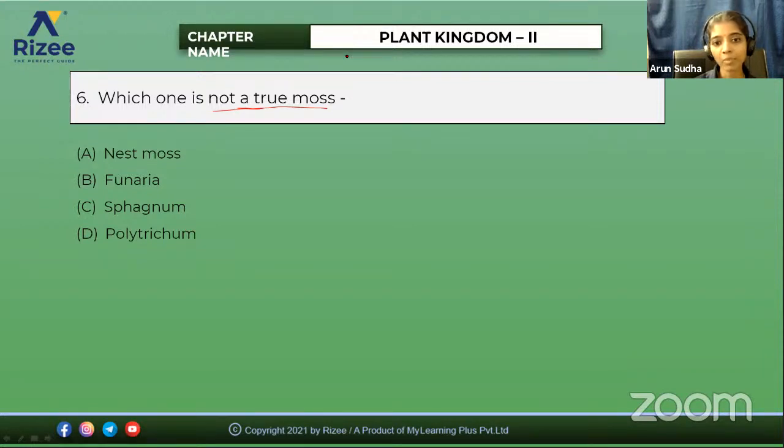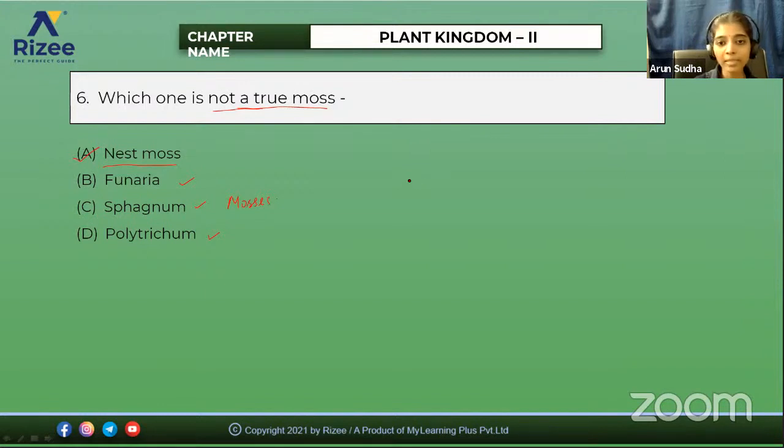Yeah, it is nest moss. Correct, because all these examples we saw under mosses: Funaria, sphagnum and polytrichum. So by seeing the name, you will usually be confused, thinking this must be a true moss. But the actual option is A. That is, nest moss is not a true moss.